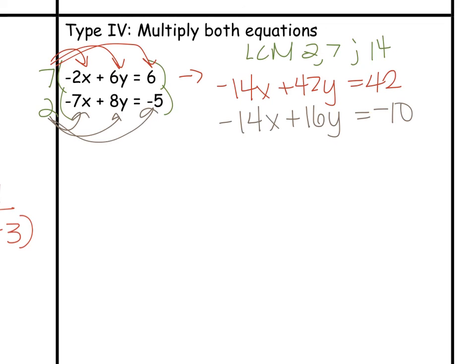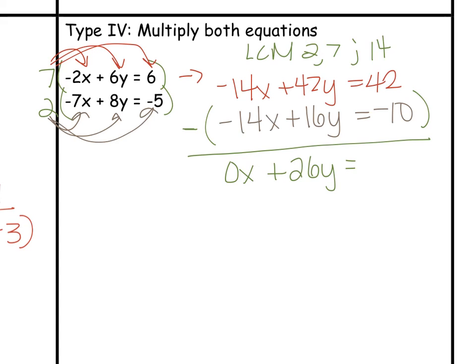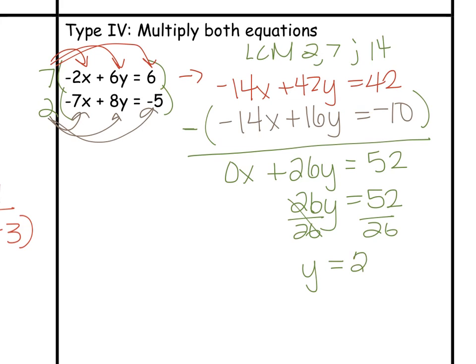I can't add to eliminate, so I'm going to subtract to eliminate. Negative 14 minus negative 14 gives me 0x. 42y minus 16y gives me 26y. And then 42 minus negative 10 is going to give me 52. So if I solve for y, 26y equals 52. Divide each side by 26, and I get y equals 2.